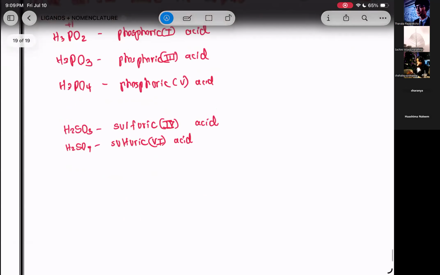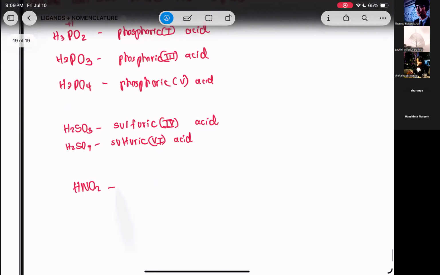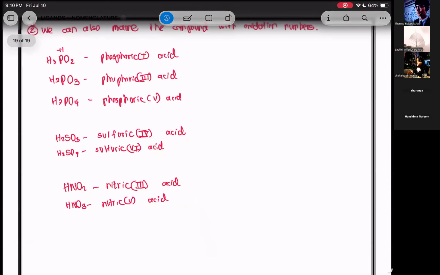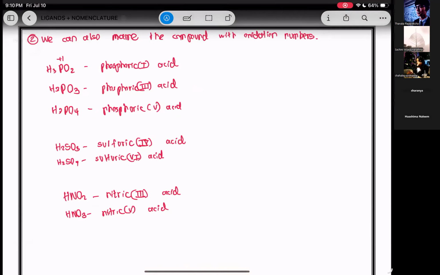HNO2 and HNO3 also same. Nitric 3 acid. Wait, nitric 5, right? This one, nitric 3 is the above one. This is nitric 5. Nitric 5 acid. There you go. That's all. That's all the nomenclature you have.